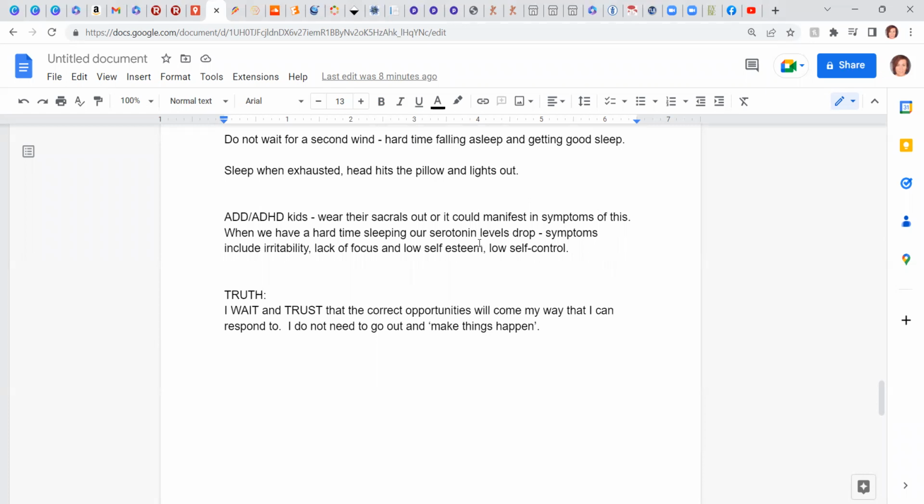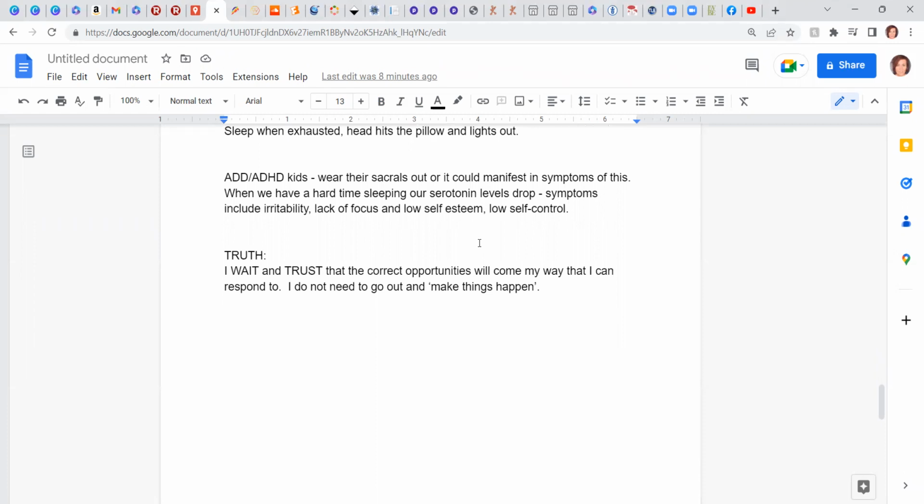And then, yes, it manifests in irritability, right? Lack of focus, right? This is when I eat the worst those days, right? Because it's like, whatever, right? You just have less boundaries within your own self, like the self-control. So it's the serotonin levels. So pay attention to that, right?